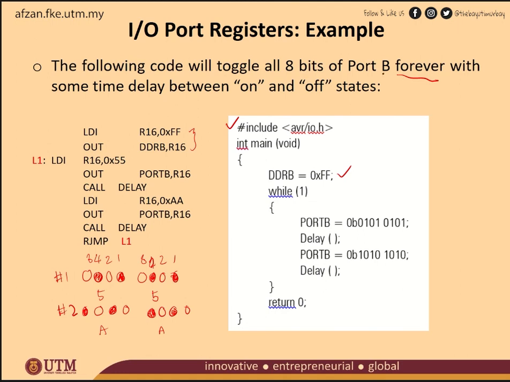Because we're saying that you need to set it forever, do the toggle, all with a while forever. So while(1), open curly bracket, close curly bracket, and then what is the first value that you are going to send out? According to this one here, the even pins light up while the odd pins will light off. So what happens here, you just send out PORTB equals 0b0101 0101. So they will present this sign here.